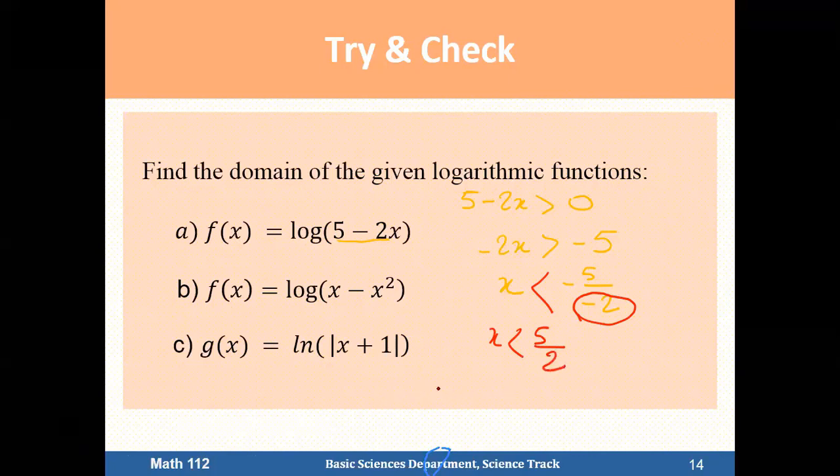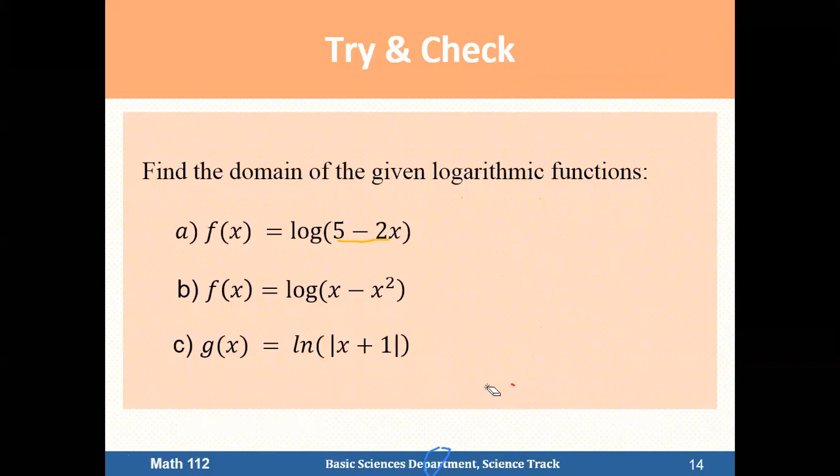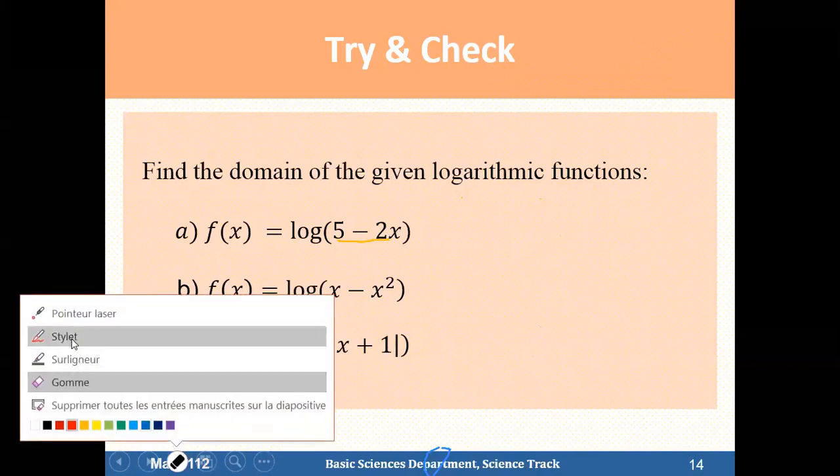What is the domain of f? What is the domain here? So minus infinity to 5 over 2. This is f. What about question B? دكتور question B المفروض عندي finding. عندي find. ليش عندي فايند؟ نشوفوها احنا لازم نجرب تحل.